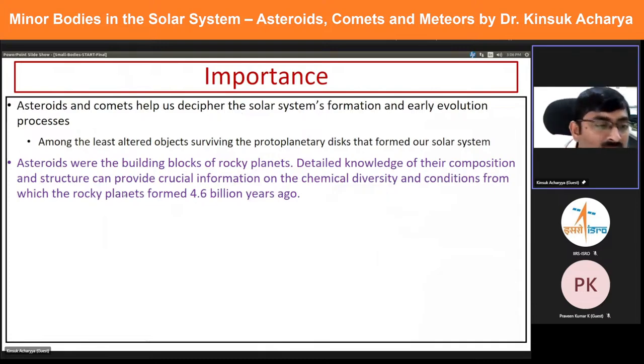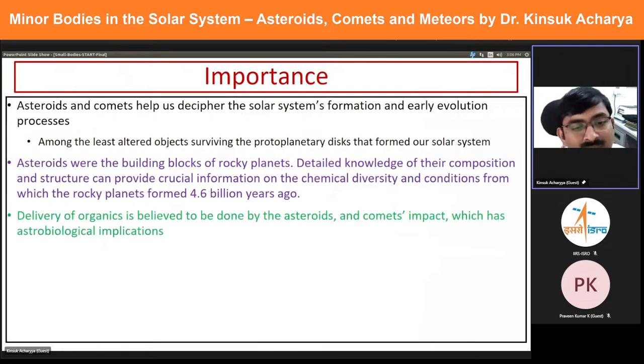Okay, you can. So these asteroids are the building blocks of rocky planets that we have already seen in this video, and so you can understand that if you want to study this formation process and their diversity, it can give us very crucial information. Not only that, it is believed that these asteroids and comets have a lot of organics. So when you study them, we find a lot of organics.